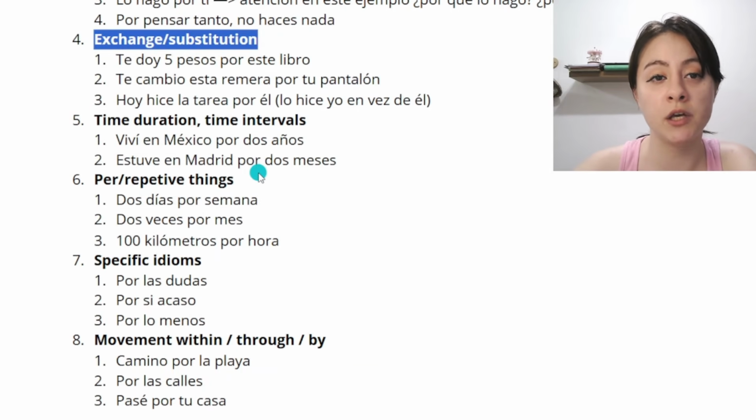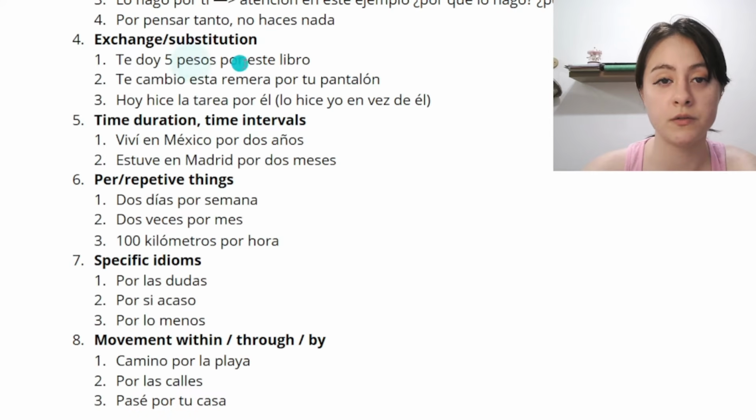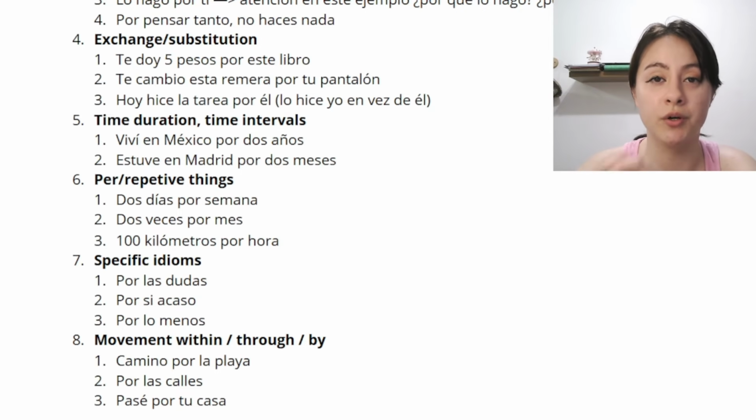Right? So let's move on to the fourth case. It is used for cases of exchange or substitution. First example, te doy 5 pesos por este libro. I give you 5 pesos for this book. Te cambio esta remera por tu pantalón. I exchange this t-shirt for your pants, for your jeans, or whatever other word you have in English. So it's basically used when you're exchanging things.